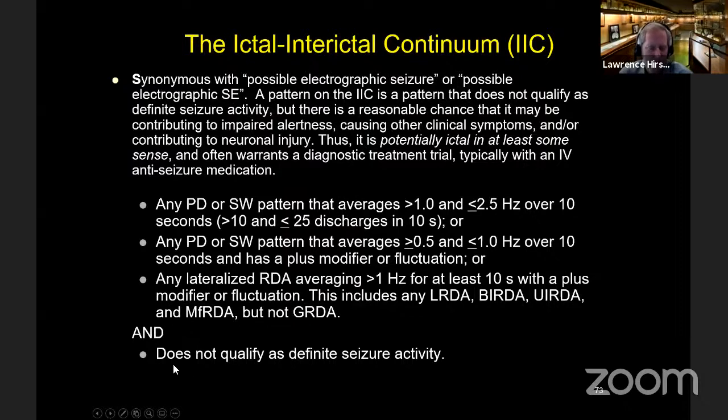And then it's important to point out, to be on the IIC, you have to not qualify as definite seizures. If you qualify as a definite seizure, it's just seizure. It's not IIC.